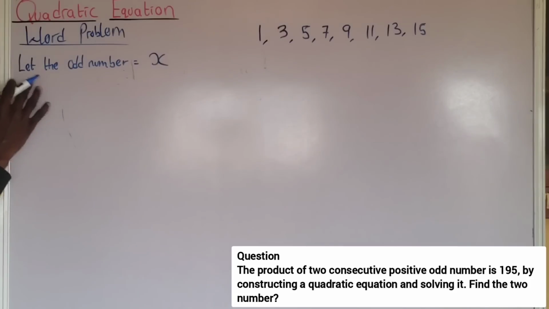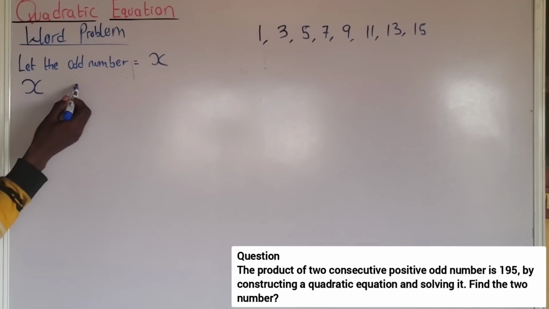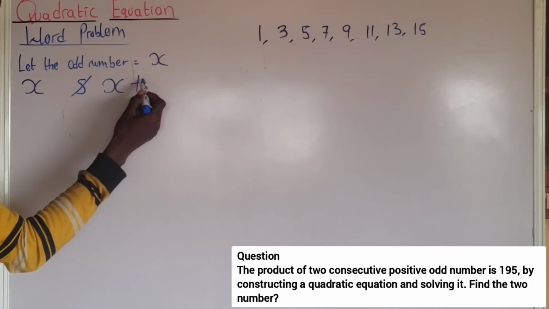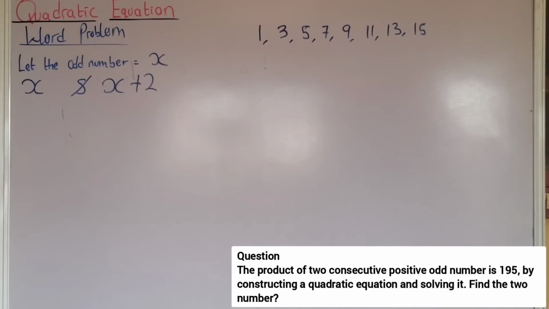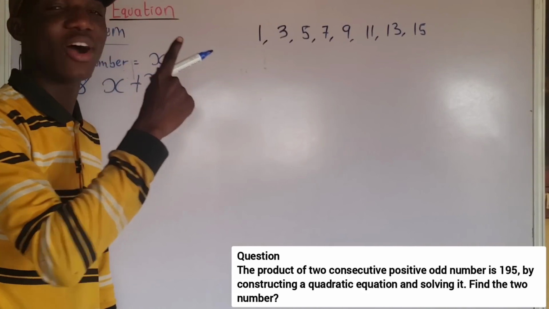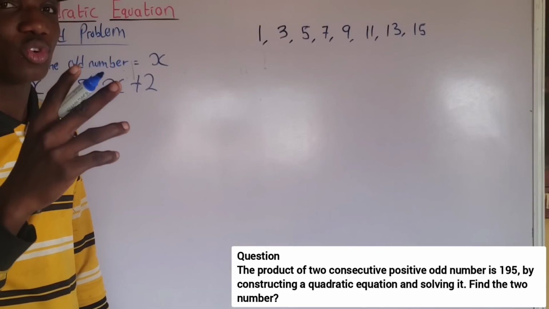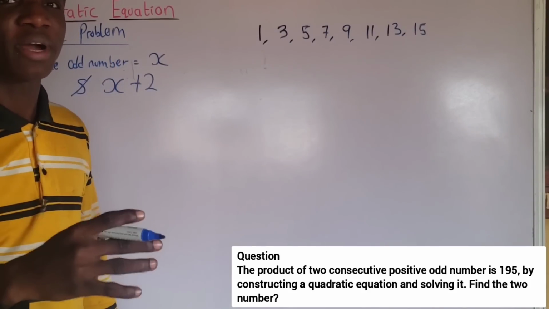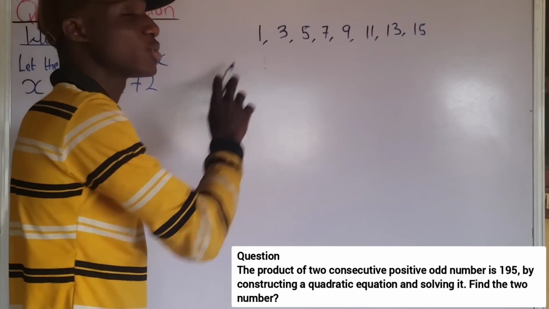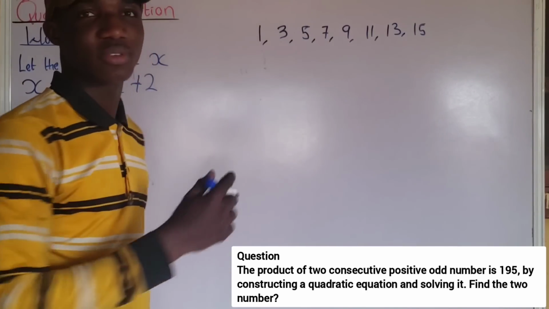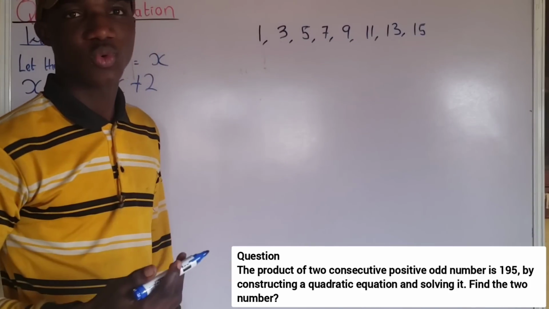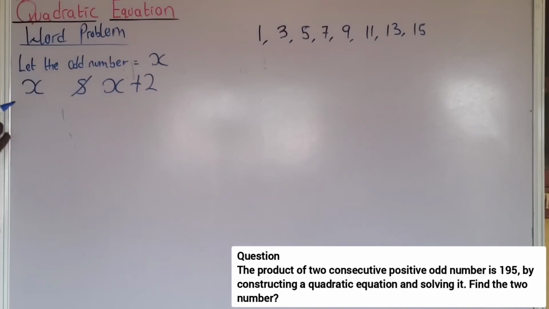So now if the first odd number is x, the second odd number will be x plus 2, because I've already explained that odd numbers differ by 2. The difference between two consecutive odd numbers is 2. For example, 3 minus 1 is 2. 5 minus 3 is 2. 9 minus 7 is 2. So now the difference is 2. That means that if this is the first odd number, the second odd number will be x plus 2. So now let's go back to the question.